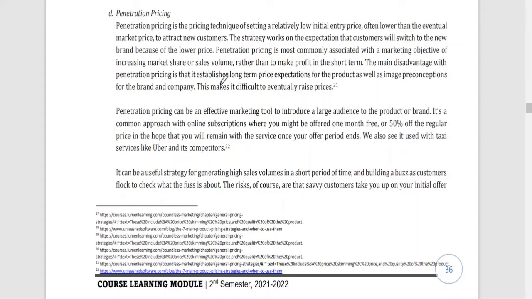The main disadvantage with penetration pricing is that it establishes long-term price expectations for the product as well as image preconceptions for the brand and company. This makes it difficult to eventually raise prices. So kung imuhang pambungad na sa mga customers mo is barato imong baligya, maglisod sad ka og charge of higher prices later on. Kay naa may expectation sa ilaha nga ang imuhang gi-offer nga products and services are barato.